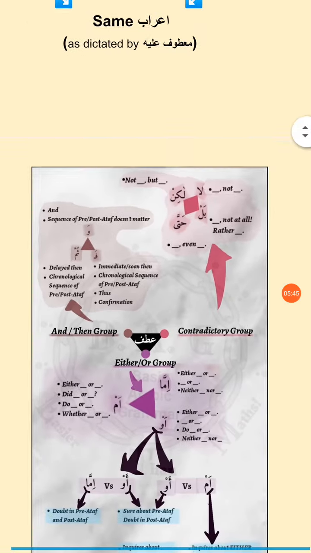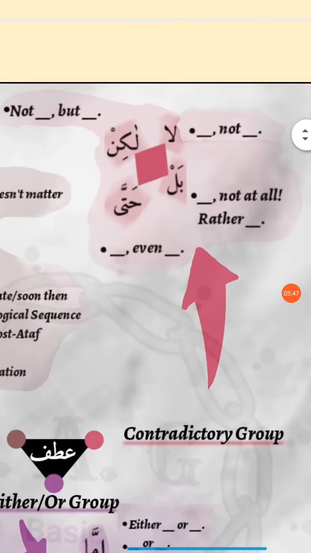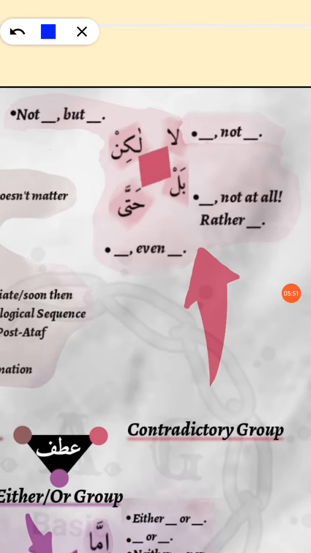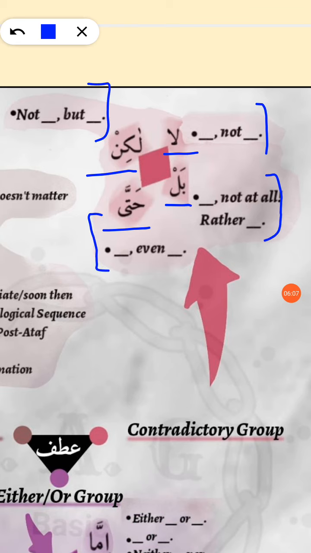Then you have the contradictory group, in which we have la, bal, hatta, and lakin. I've mentioned the English analogies over here. So these structures are going to be useful for you to translate these things, inshallah.